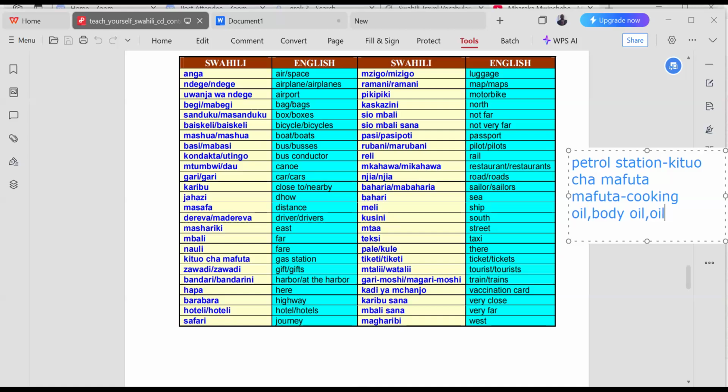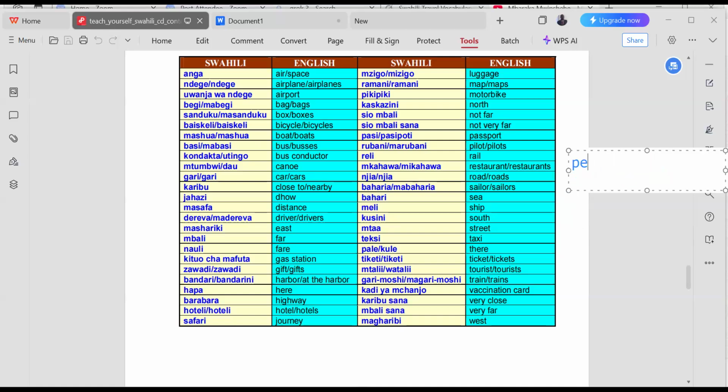Then, in terms of road, we have a conductor or utingo, we have dereva, we have kituo cha mafuta, and we have abiria. Now, if you go to air, the pilot, we'll call him rubani. That's in Swahili. Pilot, rubani.